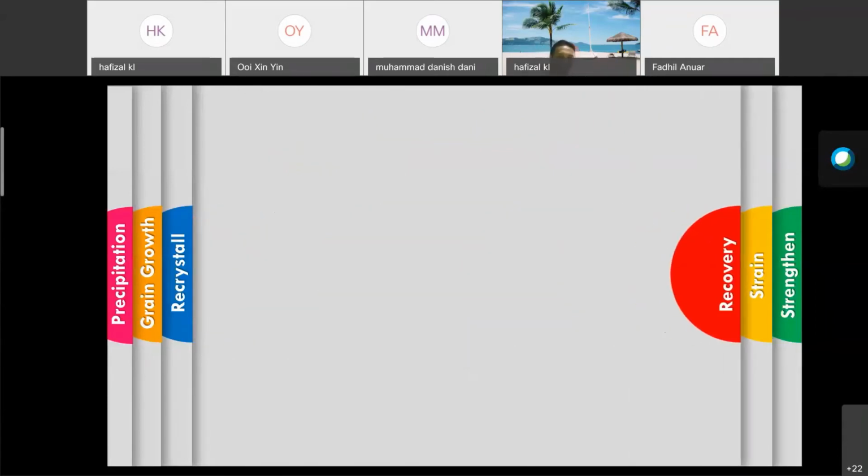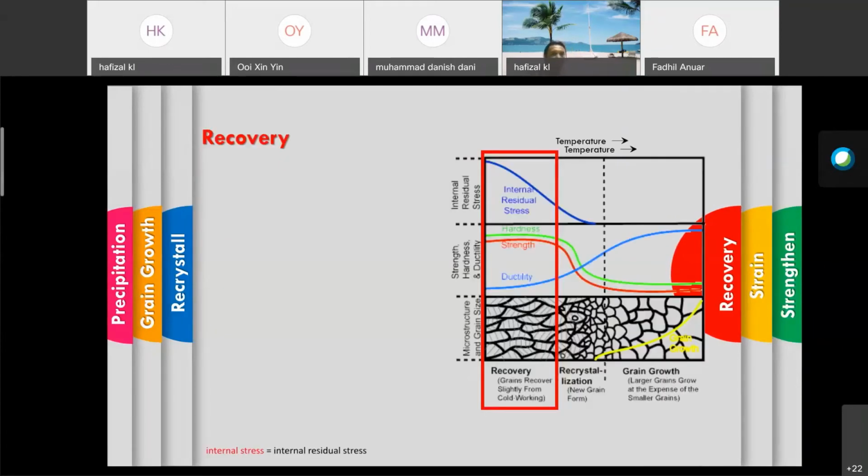We will go one by one, starting with recovery. Actually, recovery happens in this area, whereby when we start to increase the temperature, as you can see in the recovery process, the strength and the hardness stay significantly the same, at the straight line here, and nothing changes during the process, but the ductility starts to increase.